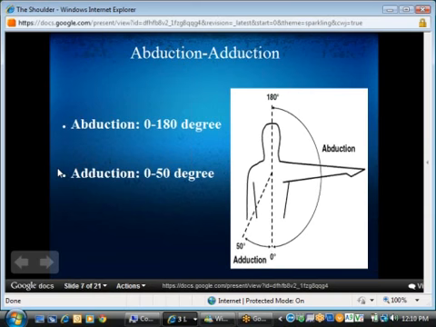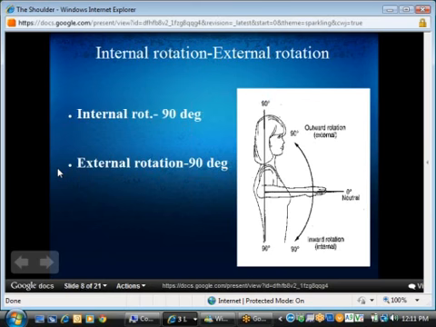And abduction and adduction. Abduction from here, we call this the frontal plane. So movement occurs this way, 0 to 100 degrees is the normal range of motion. Turn in this way, it's about 0 to 50 degrees, which is normal, from here to inside. The internal and external rotation is turning in and turning out. Either way, about 90 degrees is the normal range of motion.